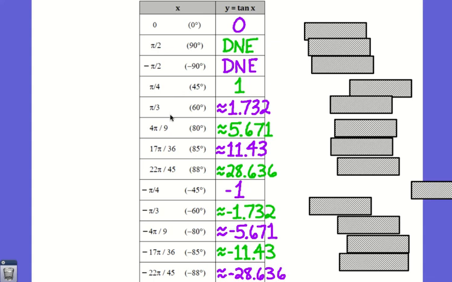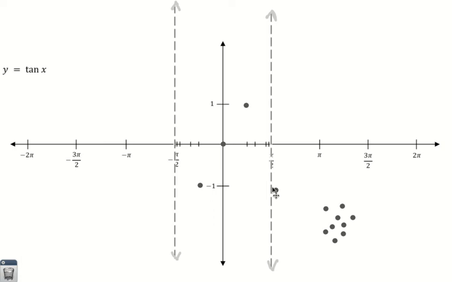How about plugging in pi over 3? We get about 1.732, and likewise at negative pi over 3, or negative 60, we get negative 1.7-ish. And positive 1.7-ish is right here, maybe. And at negative 60, right here, we get negative 1.7-ish.